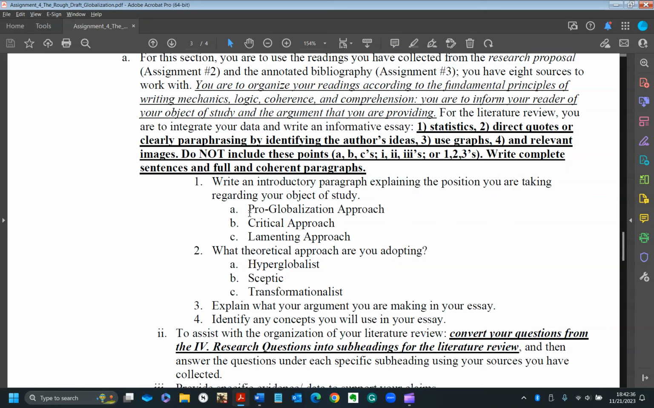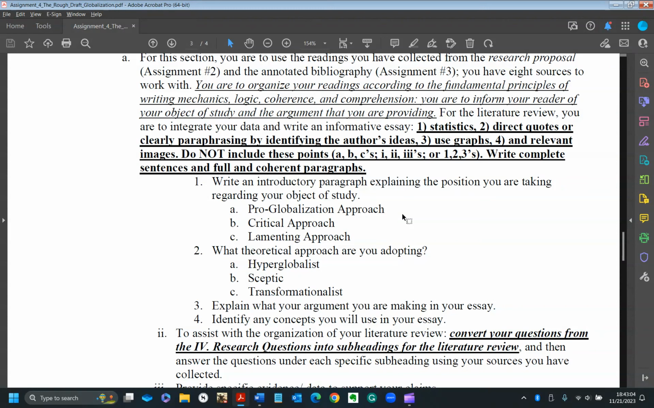Just to give everyone a general idea, if you pick pro globalization, you're saying that you are in favor of globalization, in terms of how it has spread democracy, given opportunities to women that were once closed to women, and that sort of thing.